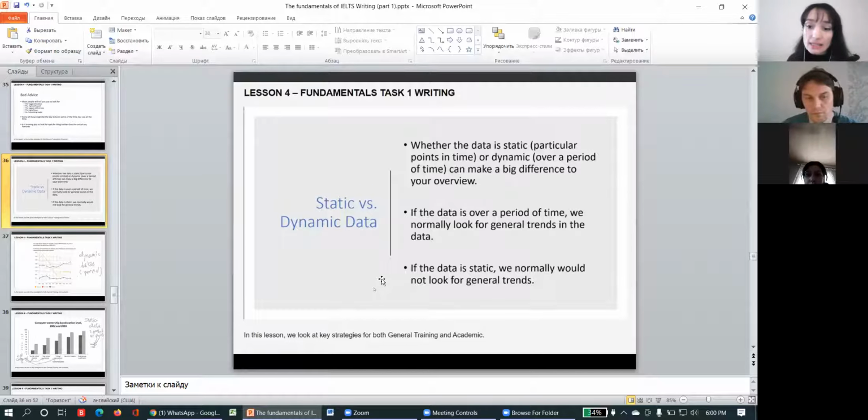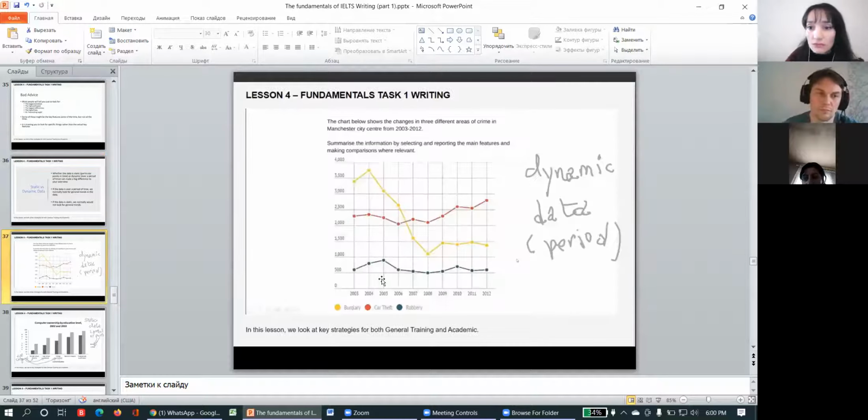If the data is static, we normally would not look for general trends. Okay, because you are talking about a specific time, we're not talking about trends, the changes going up, going down, increasing, decreasing. Okay, so there are no trends. So this is an example of dynamic data.